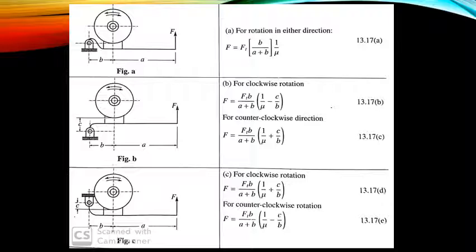And for the third case, that is fulcrum will be in between the tangential force Ft and the center of the drum. So we find for clockwise rotation F is given by Ft B by A plus B into 1 by mu plus C by B, and for counterclockwise rotation F is given by Ft B by A plus B into 1 by mu minus C by B, given by the equation number 13.17D and 13.17E.